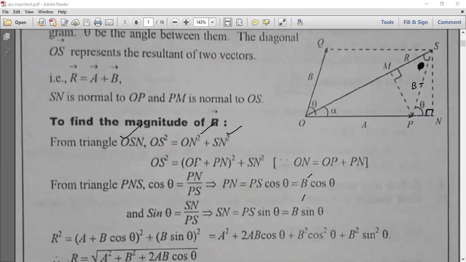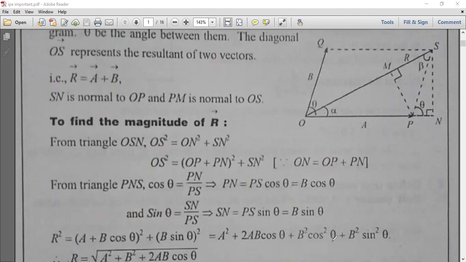Right? So let's substitute now here. OP we are having, PN we are having. So (A plus B cos theta) at the place of OP and PN I have substituted, plus at the place of SN I have substituted this B sin theta, squared. A square plus 2AB cos theta plus B square cos square theta plus B square sin square theta. And if I take B square common from this step, what is left is cos square theta plus sin square theta, and this part is as it is. So this is equal to 1, and that's why, if I take square root on both sides, I am getting R equals square root of A square plus B square plus 2AB cos theta. Understood?